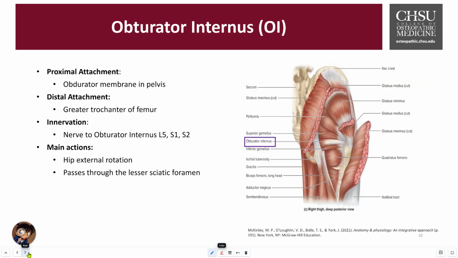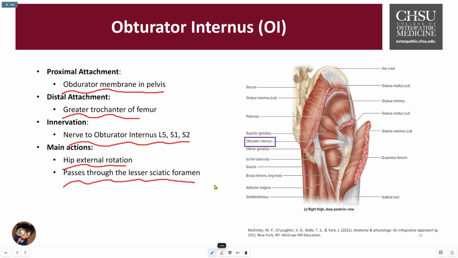Then we have the obturator internus and the obturator externus. OI, this is going to be the origin of the obturator membrane in the pelvis region. Distal attachment will be the greater trochanter of the femur, and the innervation will be the obturator internus L5, S1, S2. Main actions here are external rotation, and it passes directly through the lesser sciatic foramen. So in case that the lesser sciatic foramen gets damaged or pinched, the muscle could also be damaged and affected.